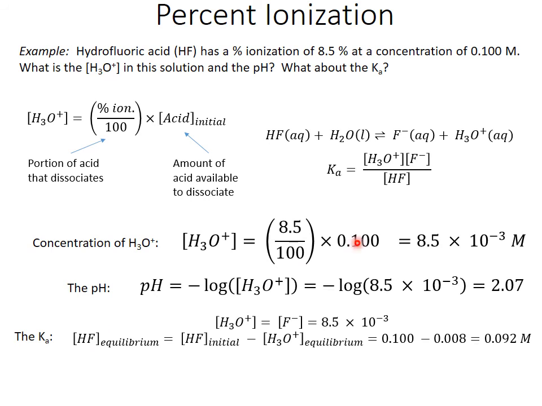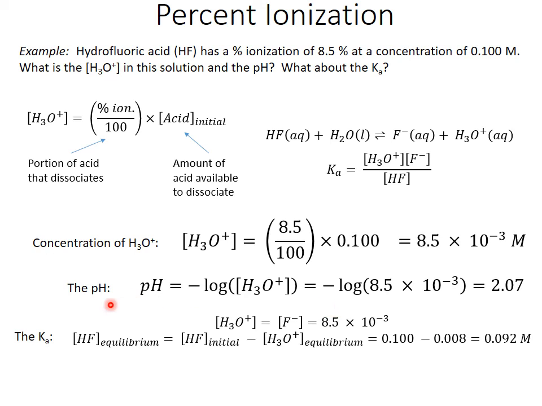To get at each of these equilibrium concentrations, we'll first take a note. So we have H3O+ concentration. We need fluoride. The fluoride concentration will be equal to the H3O+ concentration because there's a 1-to-1 ratio of these two species in the chemical equation. Therefore, the concentration of both H3O+ and F- will be 8.5 times 10 to the minus third molar.